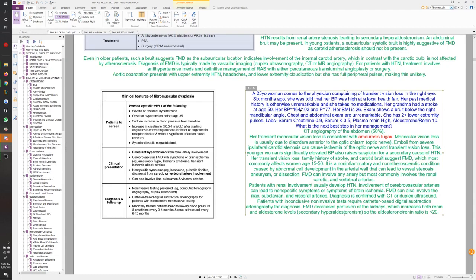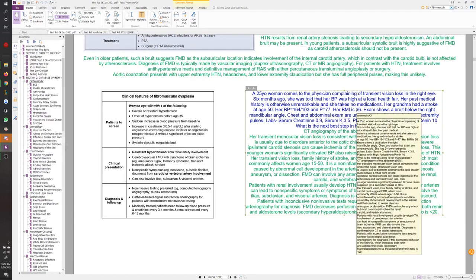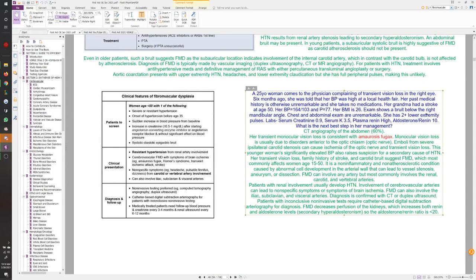Blood pressure today is very high. BMI, pulse, they're fine. Exam shows a bruit below the right mandibular angle. Chest and abdominal exam were unremarkable. She has a 2+ lower extremity pulse. Labs give you a normal serum creatinine, very low potassium. Plasma renin is very high, and the aldosterone to renin ratio is 10, which of course probably doesn't mean much to you at all. Now, as usual, you still do the same thing though.